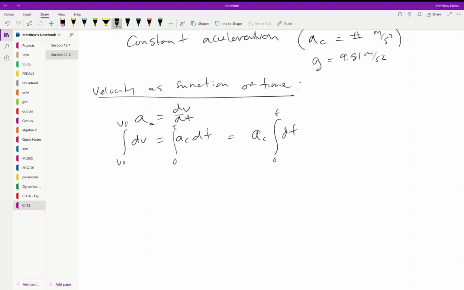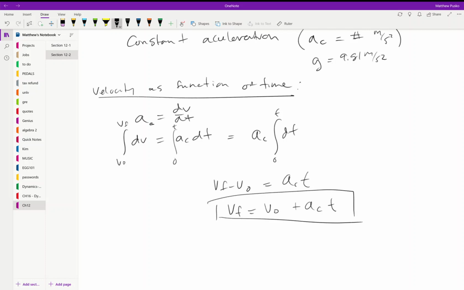And when I integrate dv, I'll get v final minus v naught. And when I integrate dt, I'll get t, and then multiplied by the constant acceleration. So we have the final velocity is equal to its initial velocity plus the constant acceleration times time. Y'all have seen that since maybe 7th, 8th grade even.